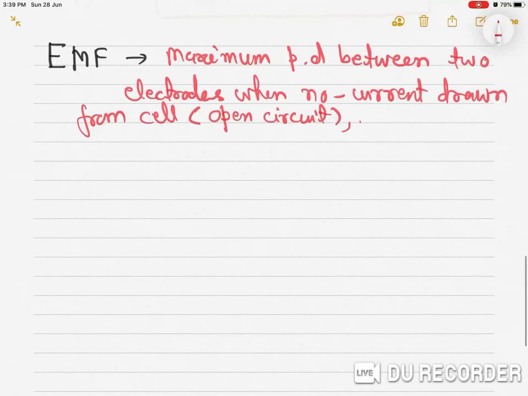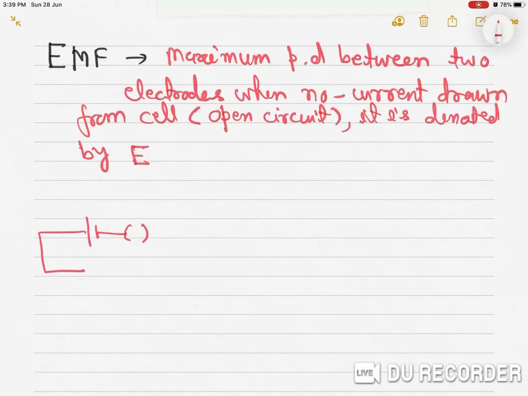It is denoted by capital E. It can also be denoted by small e. Suppose there is a cell, there is a key, and an external resistance is connected with this. Internal resistance is small r.